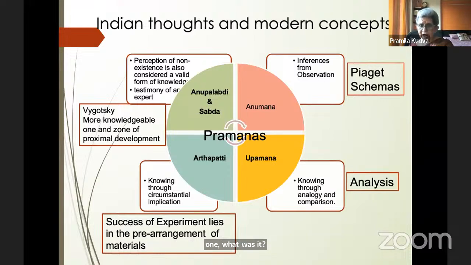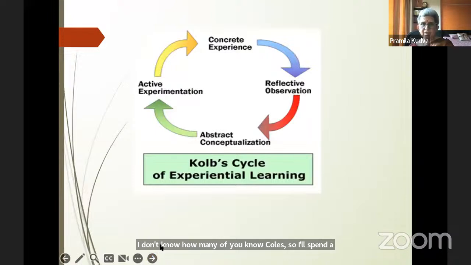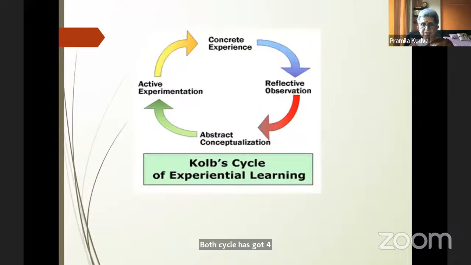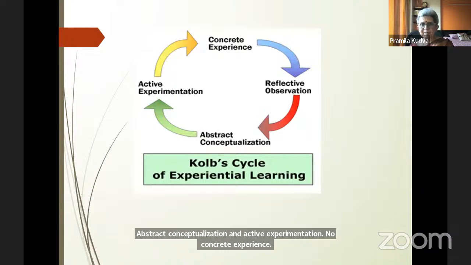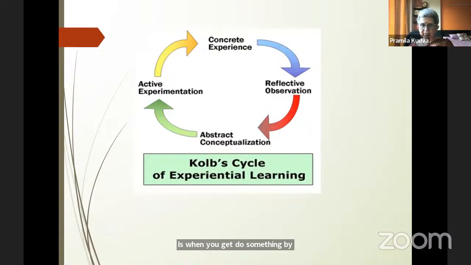Now, I have tried to relate this to Kolb's experiential learning cycle. I don't know how many of you know Kolb's, so we'll spend a little time understanding what Kolb's cycle is. Kolb's cycle has four stages: concrete experience, reflective observation, abstract conceptualization, and active experimentation. Concrete experience is when you do something by hand, you get the concrete experience.